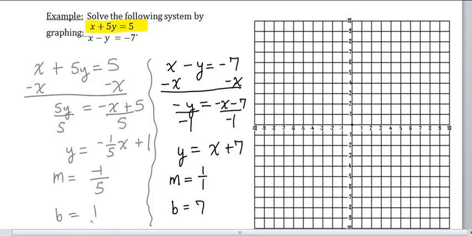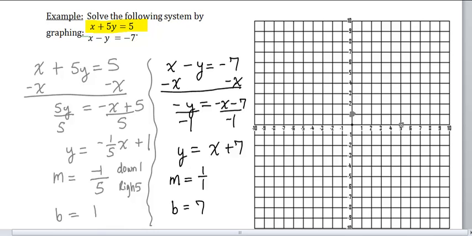All right, the first line has a y-intercept of 1, right? That's the point (0, 1). So I'm going to my graph. (0, 1) is here. And since my slope is negative 1 over 5, then if I go down 1 and right 5, I'll be back on my line. So I'm going down 1, go to the right 1, 2, 3, 4, 5, and I have another point on my line, the point (5, 0).